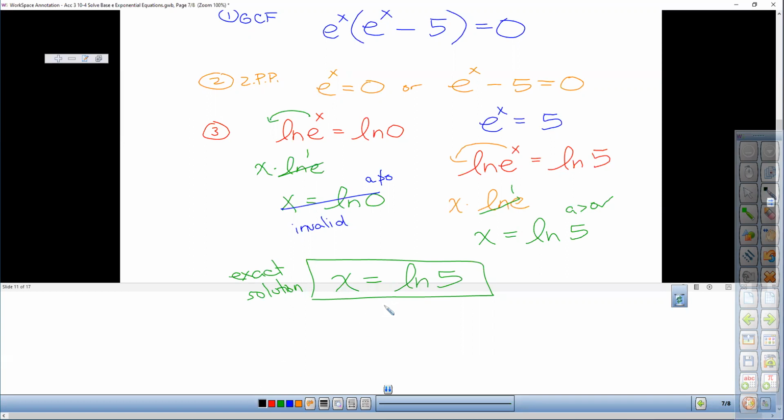And so now this one we do approximate, because the natural logarithm of 5 represents some decimal value that is going to be an approximate exponent value. And so let's use our calculators. Natural logarithm of 5, so about 1.609 to 3 places. There we go.